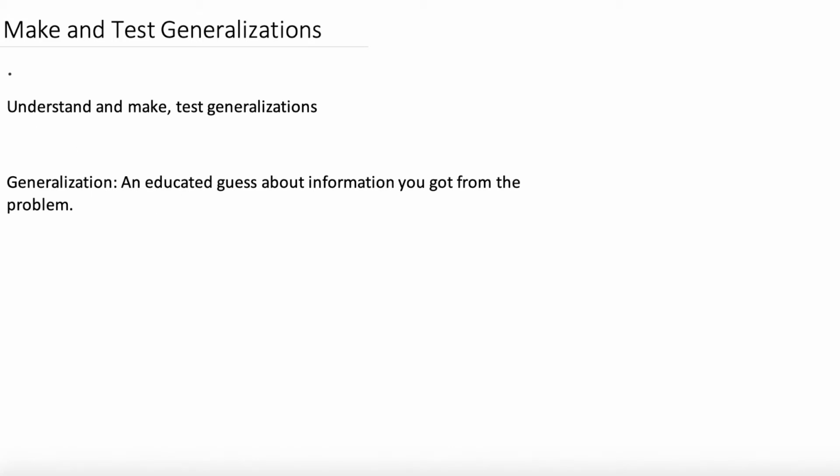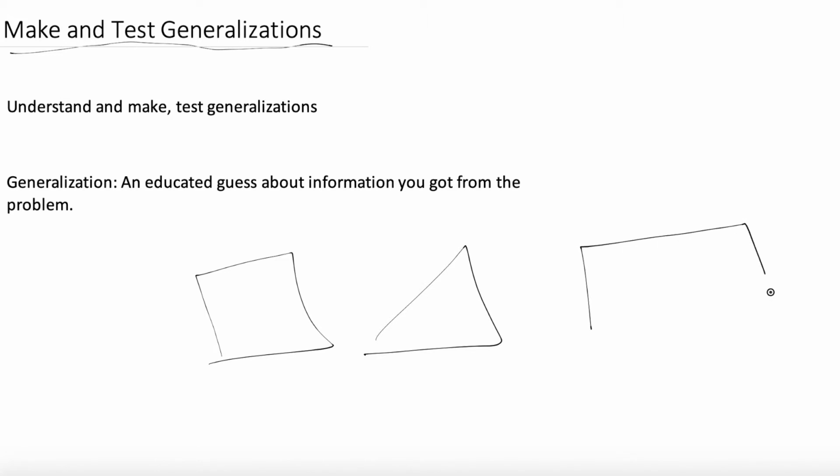Today we'll be talking about making and testing generalizations. A generalization is an educated guess about the information you got from a problem. For example, if you had a square, a triangle, and a rectangle, a generalization would say that they all have 90-degree corners or right corners. That's what a 90-degree corner is.